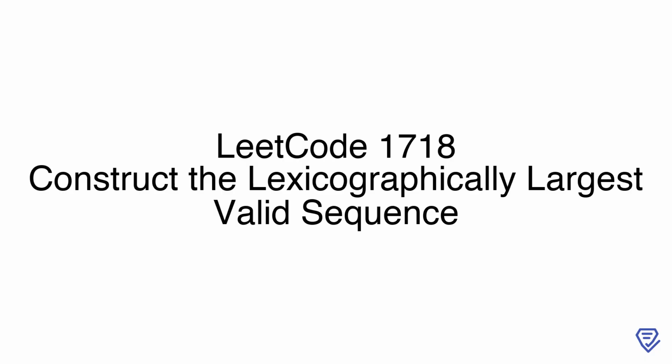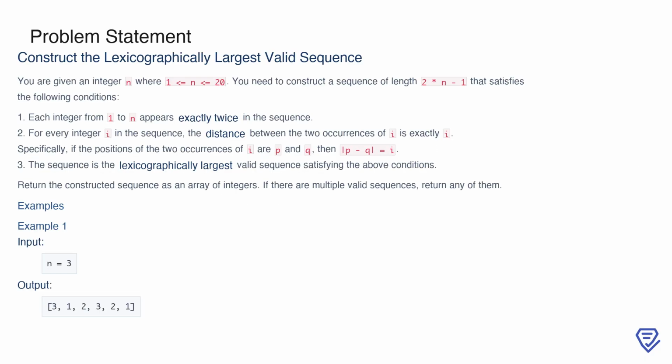Let's get started. In this problem, you are tasked with constructing a sequence based on a given integer n, where 1 <= n <= 20. The sequence must have a length of 2n - 1, and it needs to satisfy 3 important conditions. First, every integer from 1 to n must appear exactly twice in the sequence.